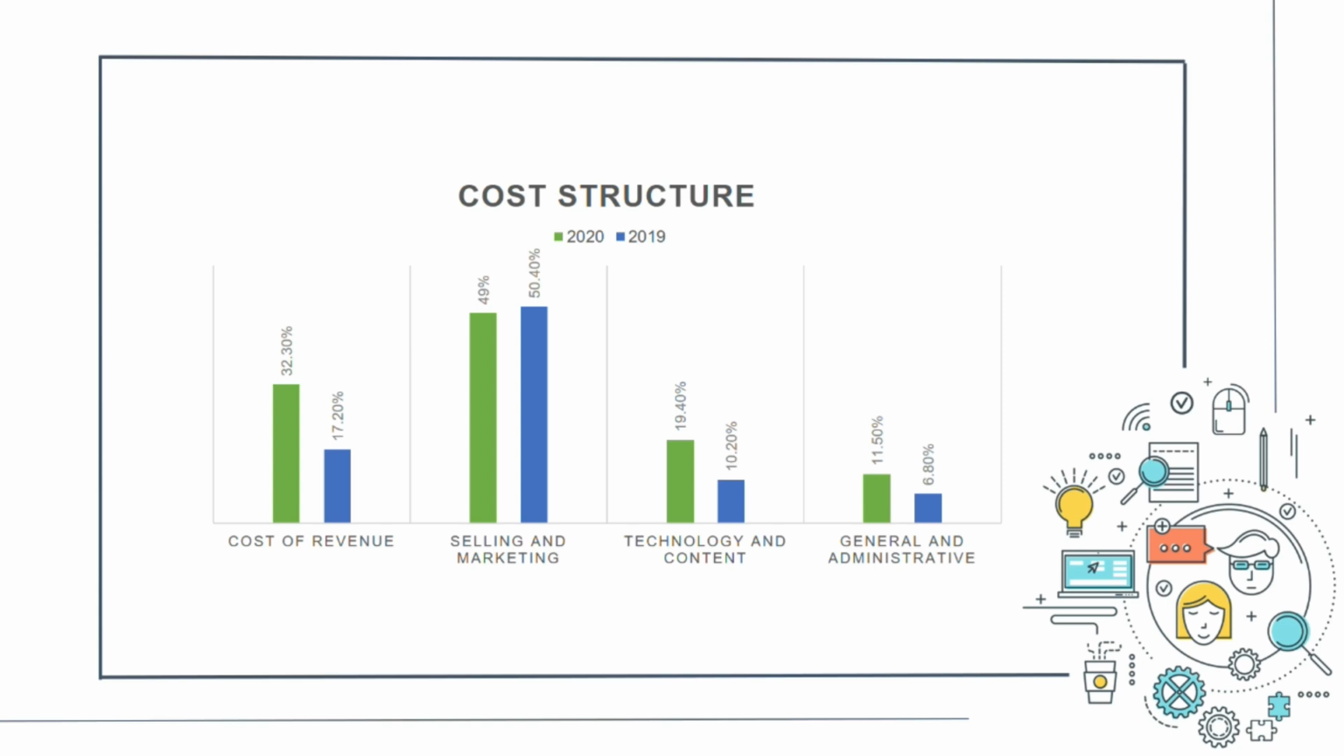Okay, based on these four cost structures, I can conclude that selling and marketing is a huge cost incurred and the most expensive activity in Expedia.